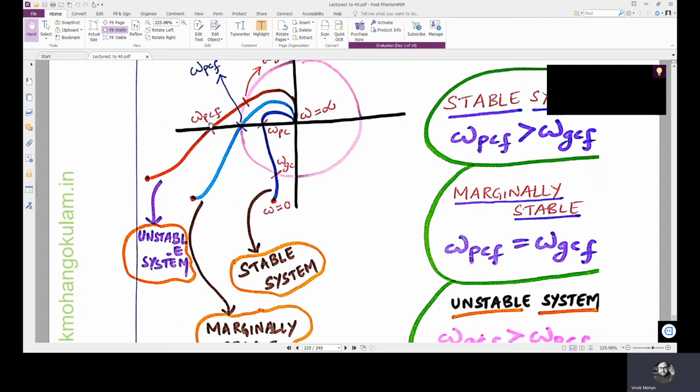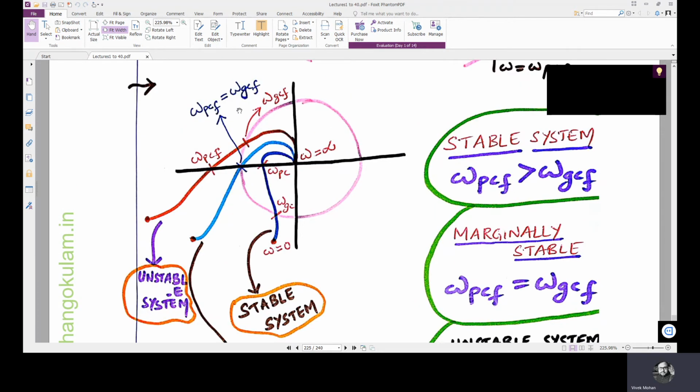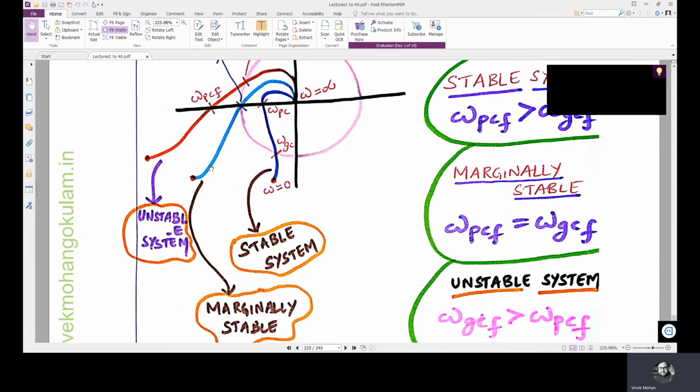Now the third one, the red one. For the red one, the point at which it crosses the minus 180 degree point is outside the unit circle. So what about omega GCF and omega PCF? Omega GCF is greater than omega PCF. Here is the omega GCF. Here is the omega PCF. Omega GCF is greater than omega PCF. So that is the condition for an unstable system.